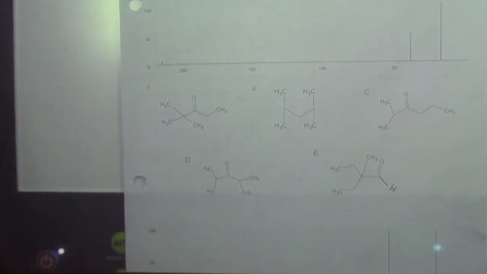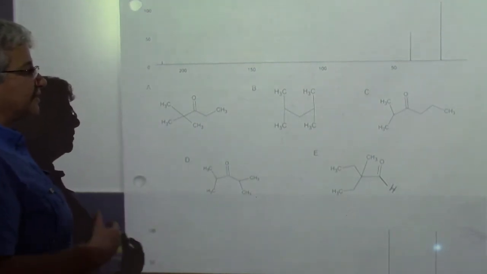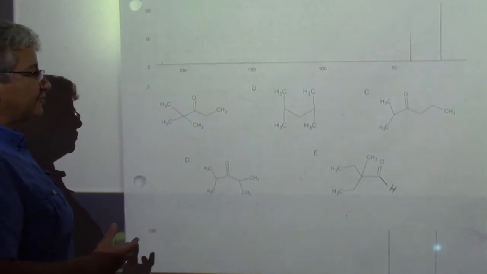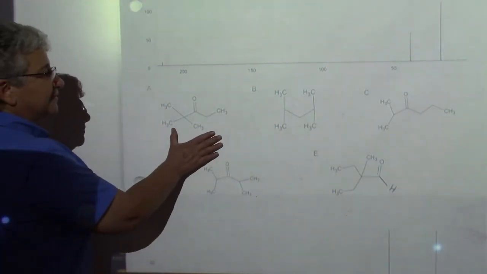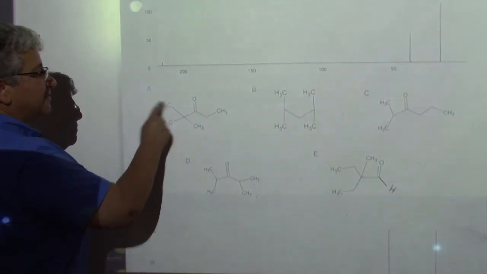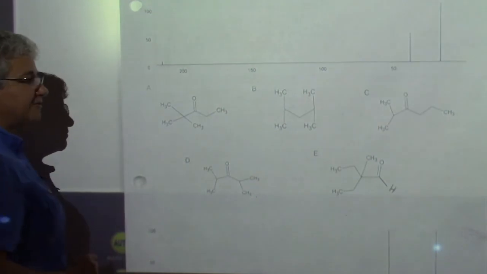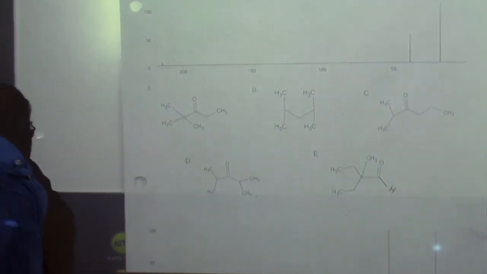Okay, you're back? So, first we're going to go through the number of carbons that you would expect to see for each one of these choices. In this case, I would expect to see 1, 2, 3, 4, 5, right? These three methyl groups are all the same. So 1, 2, 3, 4, 5 carbons here, so I know it's not A.